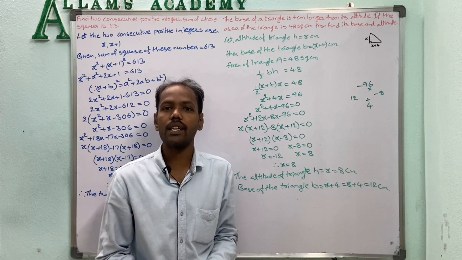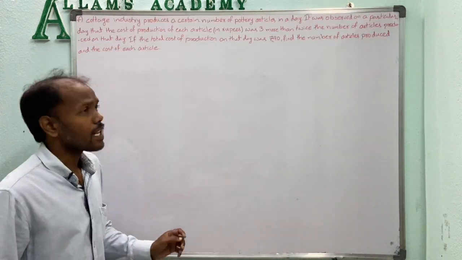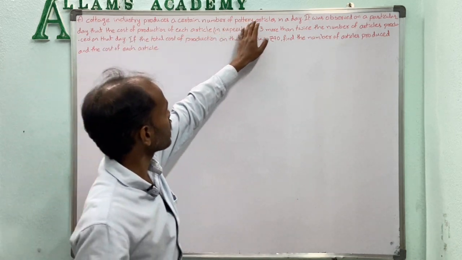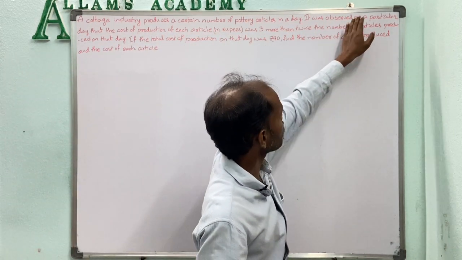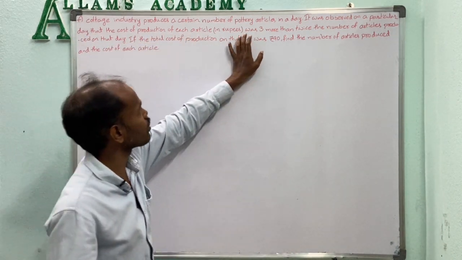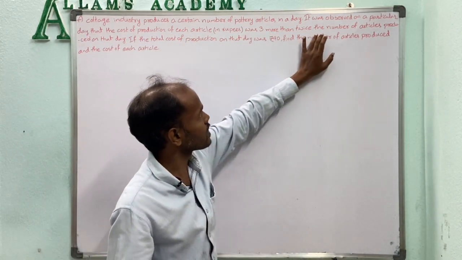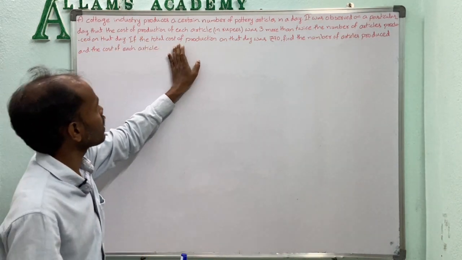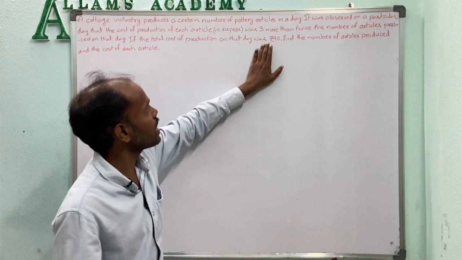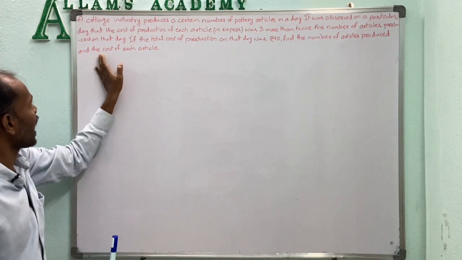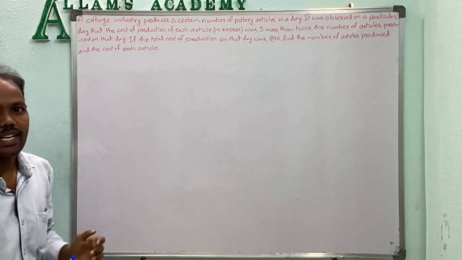square centimeters. Here is the given problem: a cottage industry produces a certain number of pottery articles in a day. It was observed on a particular day that the cost of production of each article in rupees was 3 more than twice the number of articles produced on that day. If the total cost of the production on the day was rupees 90, find the number of articles produced and the cost of each article.